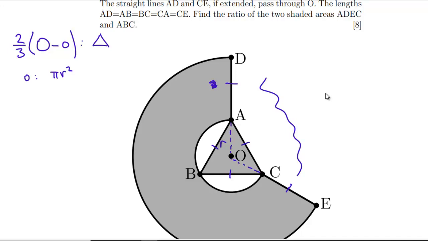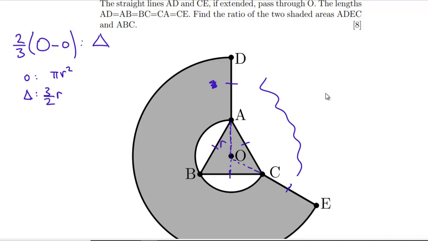The area of the triangle is going to be half the base times the height. So we said that is r. So the height is going to be 3/2r.